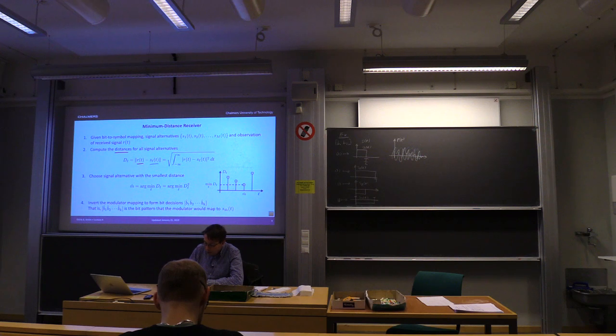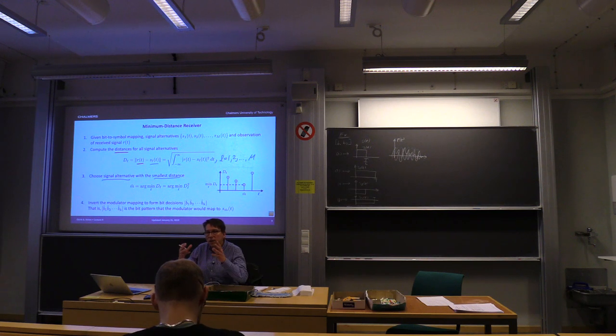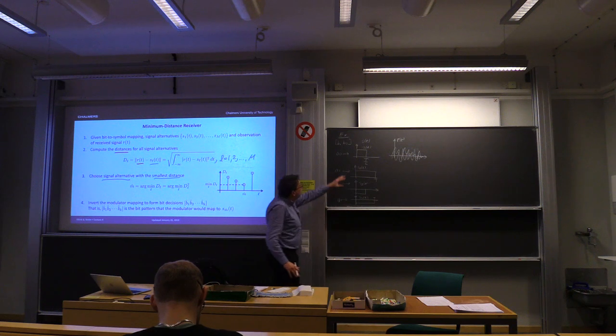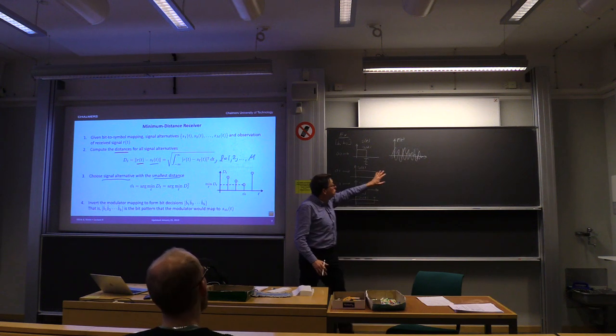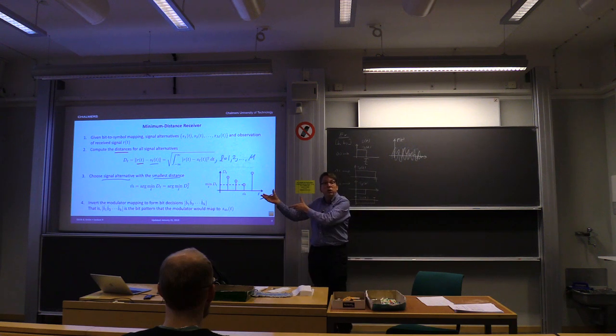Once we have calculated this for L equals 1, 2, up to capital M, so for all signal alternatives, we choose the signal alternative with the smallest distance. We select the signal alternative out of these 4 which is closest to what we have observed. This is what you did by just looking at this. Now we have a machine to do this for us.